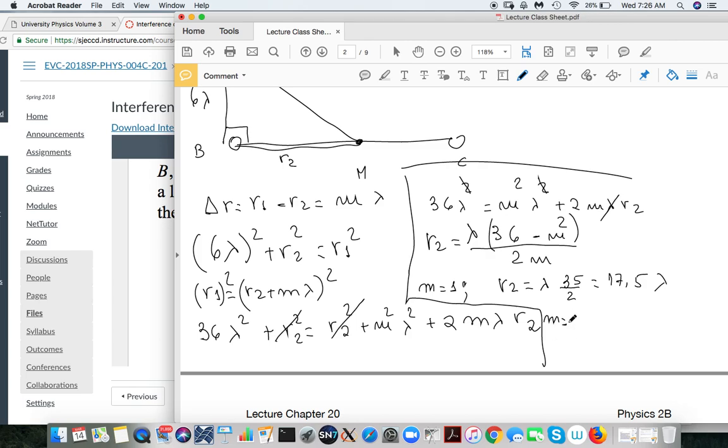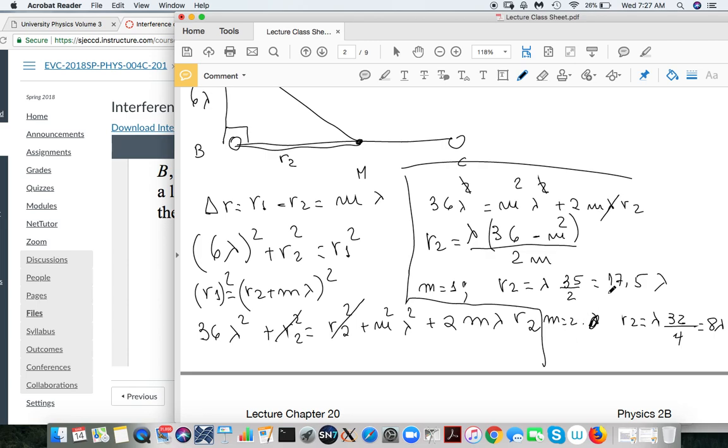How about for m equal 2? For m equal 2, it's possible. So we have 36 minus 4, right? It's 32 divided by 4. So for m equal 2, the second position, R2 is lambda times 36 minus 4, 32, divided by 4, which is 8 lambda.